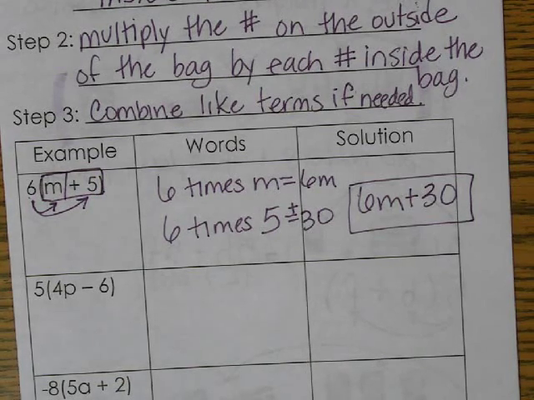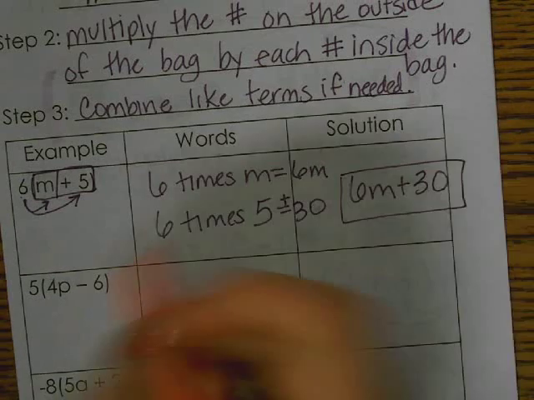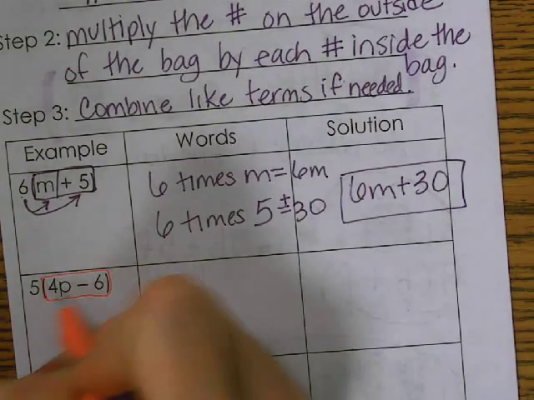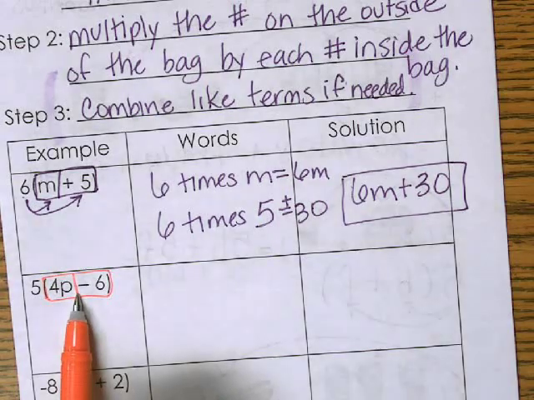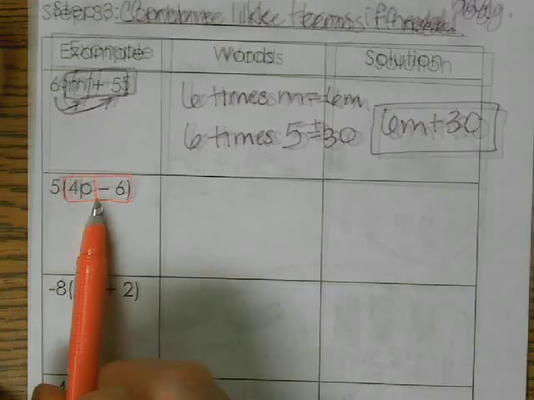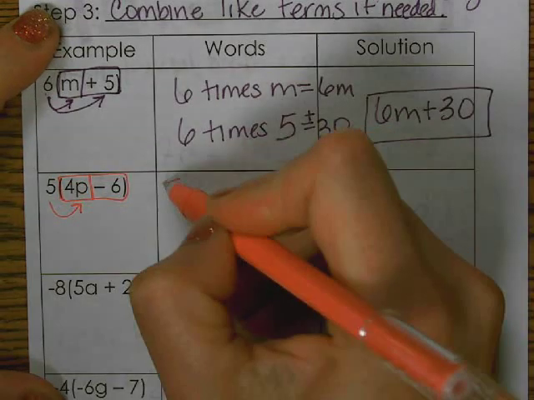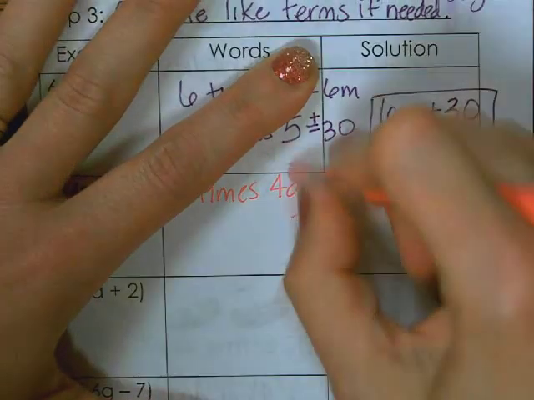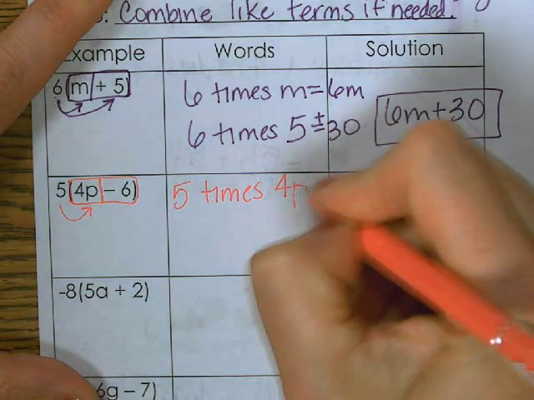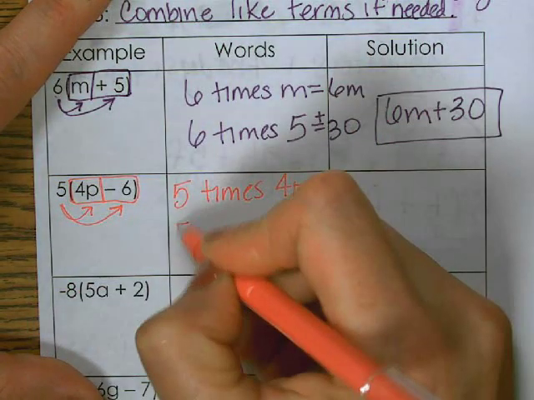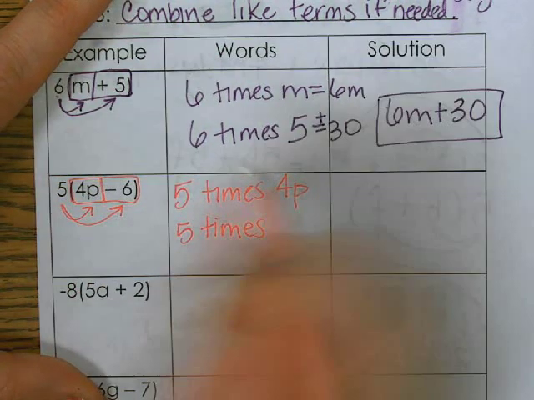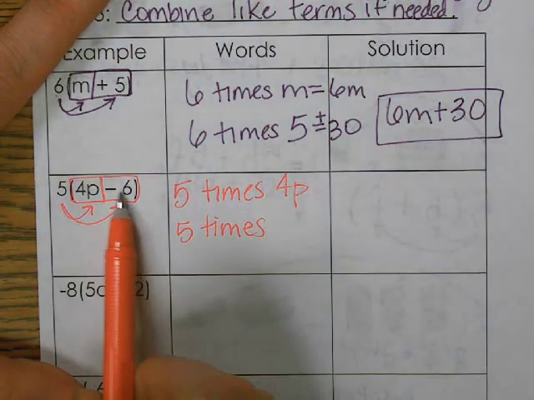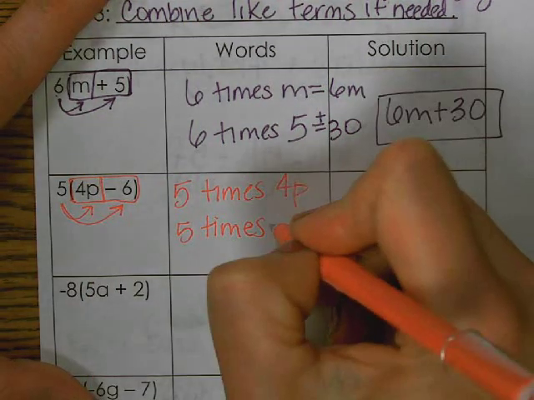Pretty simple, right? Box it up, multiply by each number inside the parentheses. Okay, so box it up, separate it out. Don't forget your separation always happens before the addition or subtraction sign. So we're going to do 5 times 4p. And we're also going to do 5 times... Now, remember, it's times everything inside the box. So what kind of 6 is this? It's a negative 6. So 5 times negative 6.